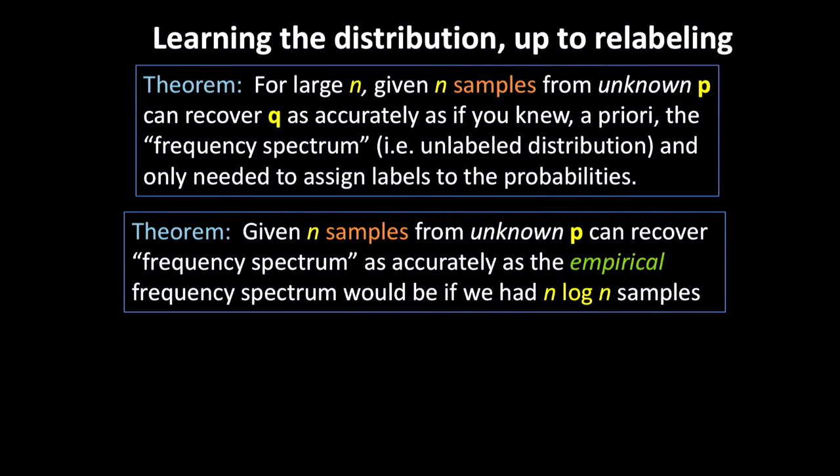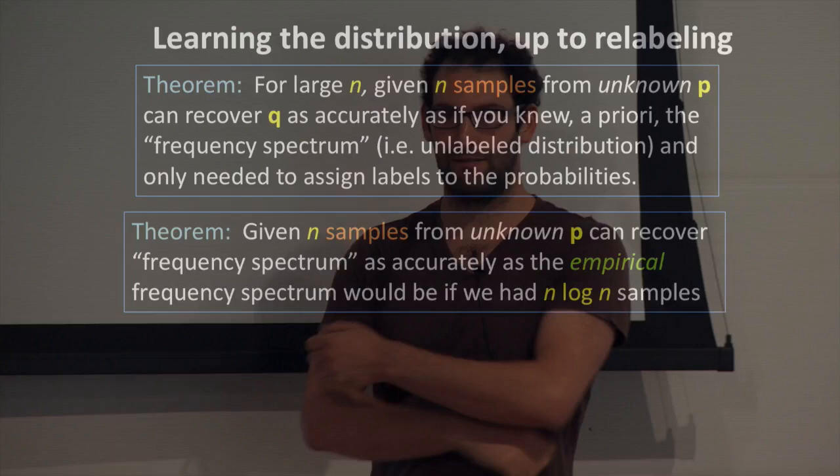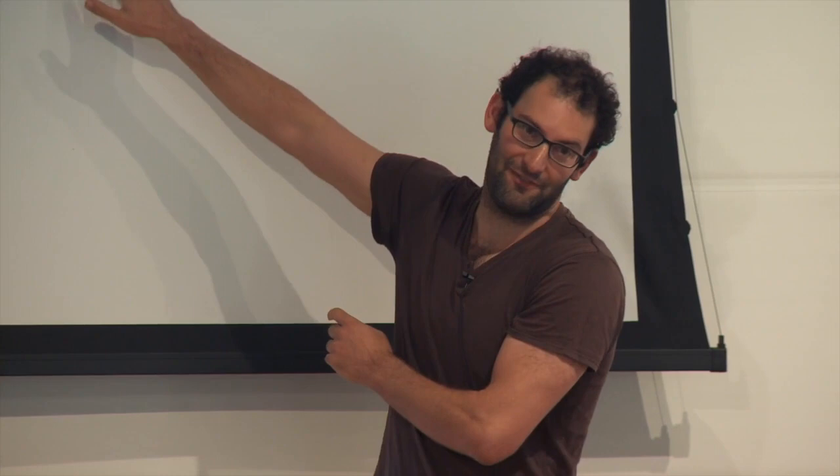A different way of stating this result, or a different interpretation of what's going on under the hood here, is if you're given n independent draws from some unknown distribution, you can recover the frequency spectrum, so you can recover the unlabeled vector of probabilities as accurately as the empirical vector of probabilities would have been if instead of having n samples, you had n times log n samples. So you might wonder, to what extent can you denoise these distributions? Well, essentially, it's as if you had an extra factor of log n samples.